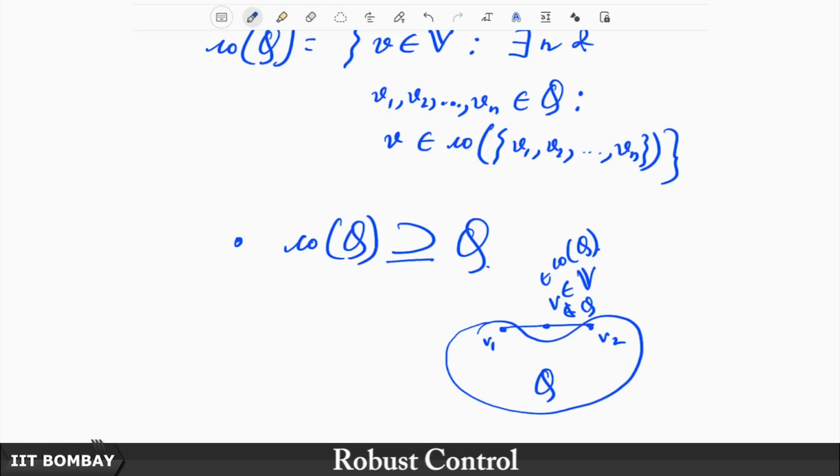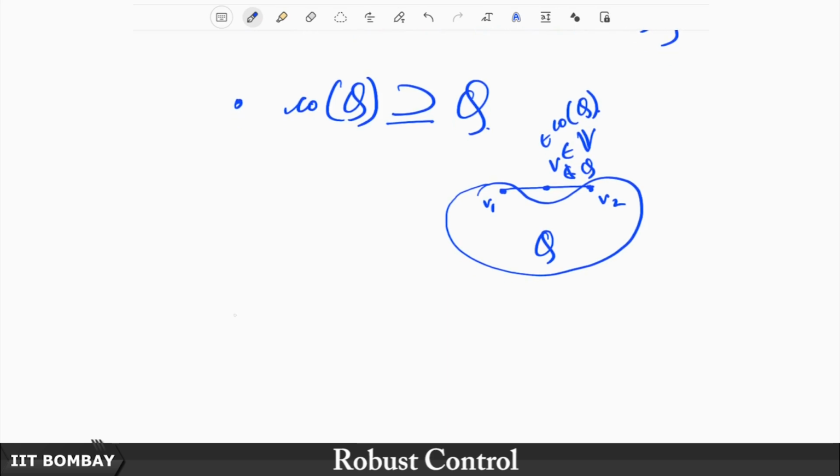So, you can immediately see that this convex hull of Q not just contains every point in Q, it has to, of course, but it also contains points potentially that are not part of this set Q. Therefore, the convex hull is a superset. Of course, the second observation is again pretty obvious: the convex hull of any set is a convex set.